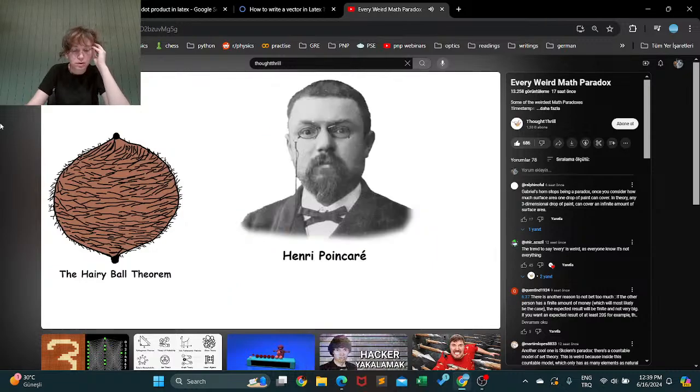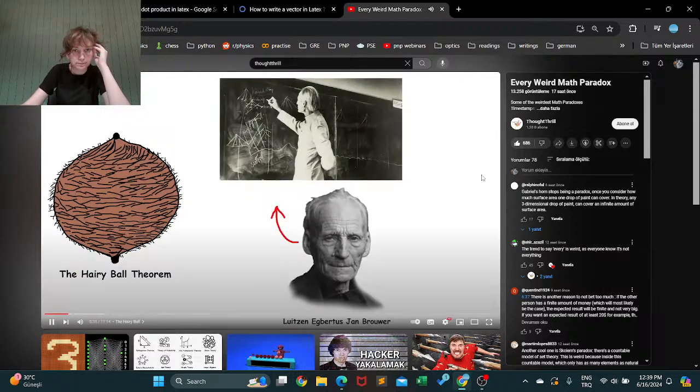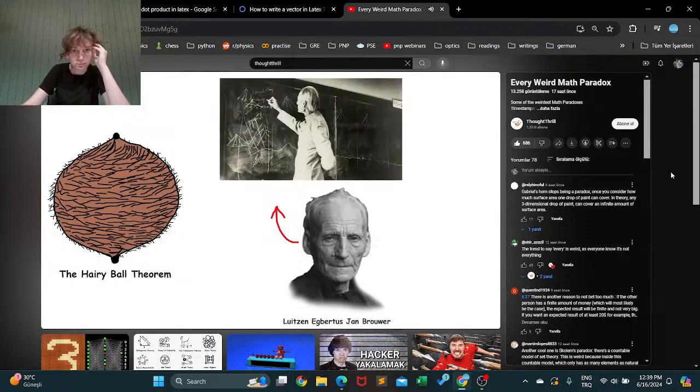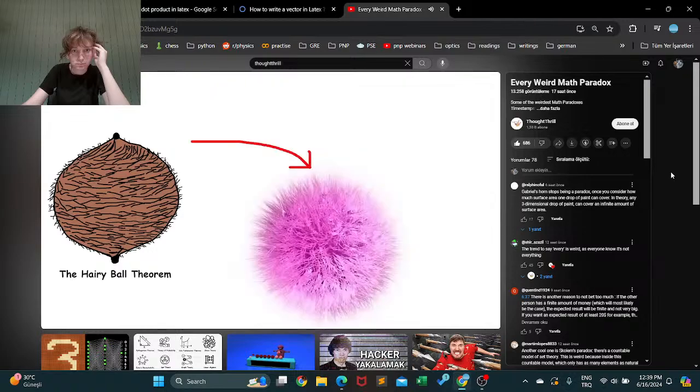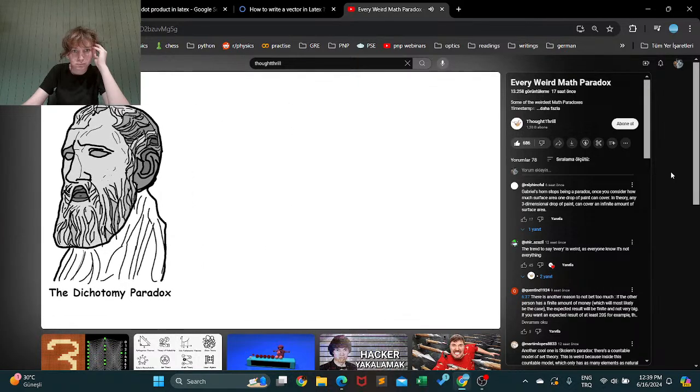Henri Poincaré first proved this for the two-sphere, the ordinary sphere, in 1885. Later, Luitzen Egbertus Jan Brouwer extended it to higher dimensions. Next time you see a hairy ball, remember that even math has rules for combing. The dichotomy paradox. Zeno's paradoxes are a set of philosophical problems that question how motion is possible.